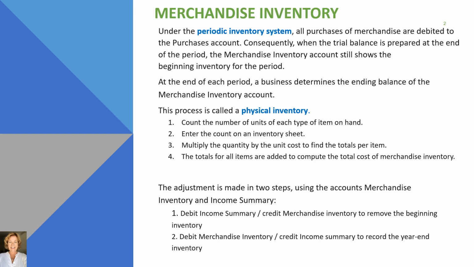The first step in doing a physical inventory is determining the ending inventory. We do that by counting the number of units of each type of item on hand. As the merchandise is counted, the quantity on hand is entered on an inventory sheet. The inventory sheet lists the quantity of each type of good a firm has in stock. For each item, the quantity is multiplied by the unit cost to find the totals per item.